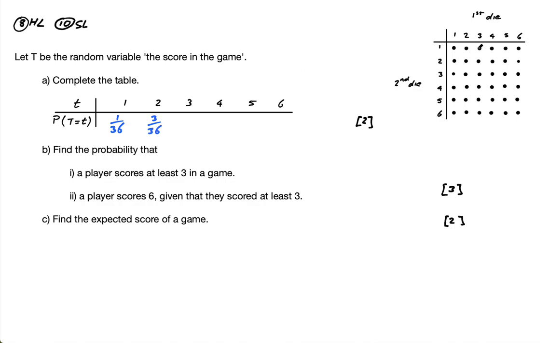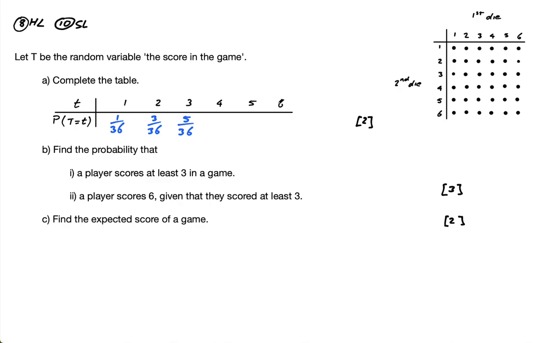What about a 3? Well, you can get a 3 and a 1, a 3 and a 2, a 3 and a 3, or a 2 and a 3, and a 1 and a 3. So 1, 2, 3, 4, 5. So there's 5 of them. 5 out of 36.